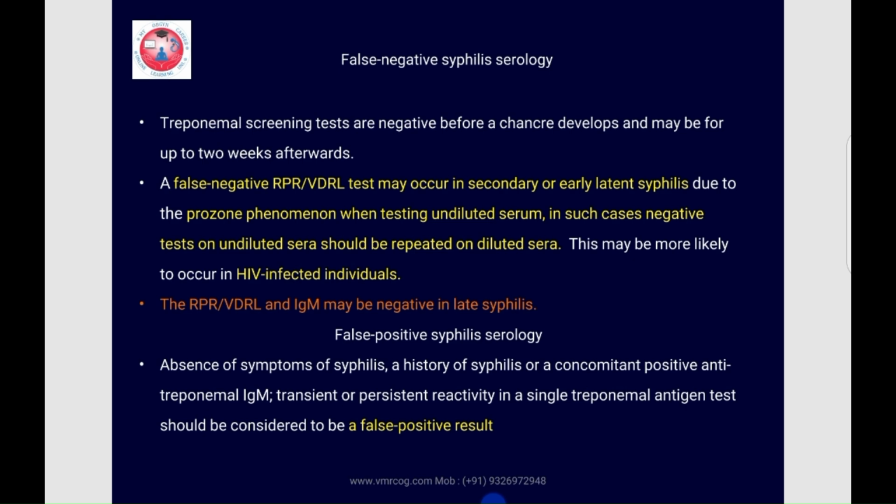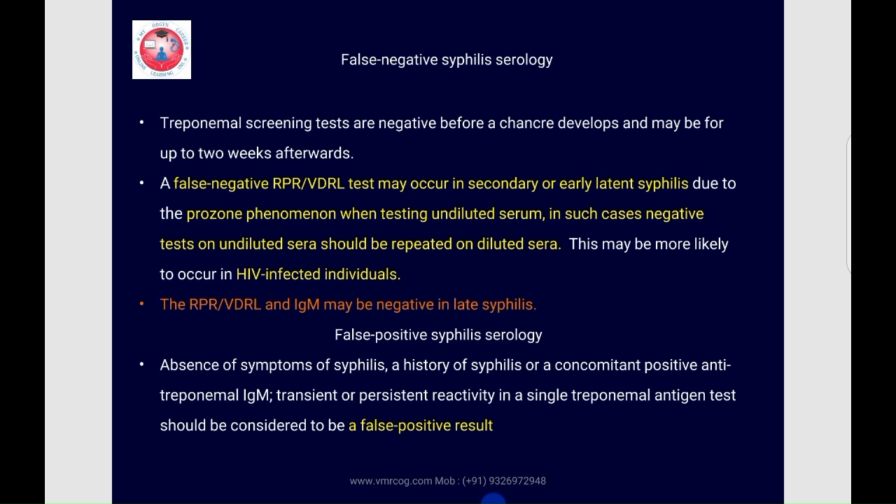When testing in undiluted serum, the VDRL and RPR can be negative. In such cases, a negative test on undiluted serum must be repeated with serial dilution. So we will dilute the serum serially and carry out the test, and the test will become positive on the diluted sample. This is called the prozone phenomenon. This may be more likely to occur in HIV infected individuals.